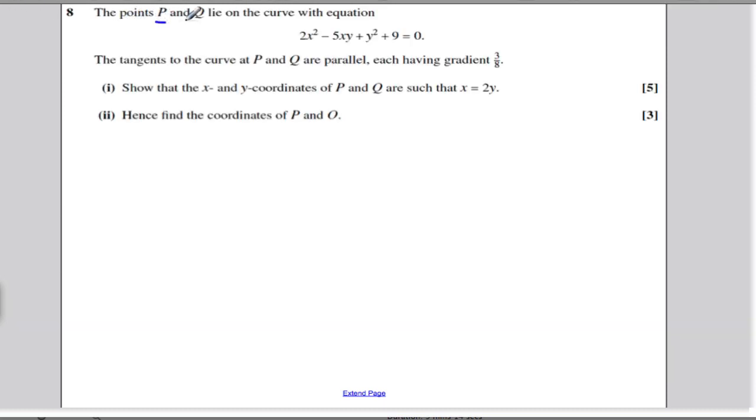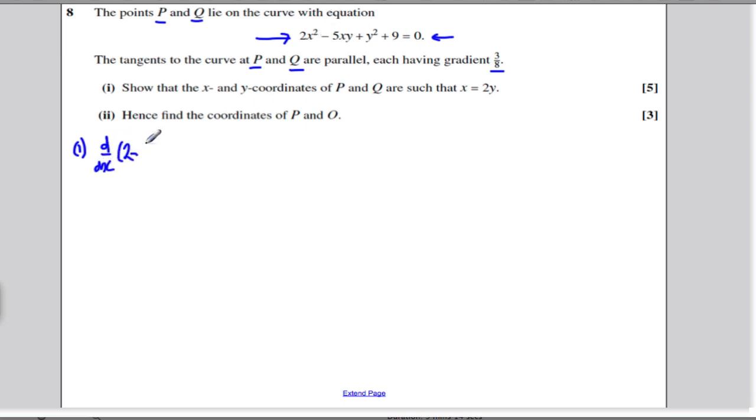P and Q lie on a curve defined implicitly. The tangents at P and Q are parallel and they have gradients 3/8. That means that dy by dx, the gradient function of this curve, is 3/8 at P and Q. So let's differentiate the entire curve with respect to x. So for part 1, differentiate everything with respect to x.